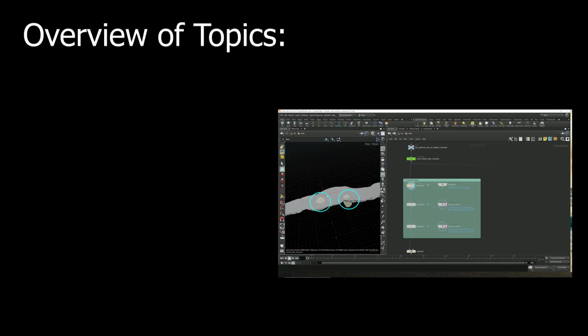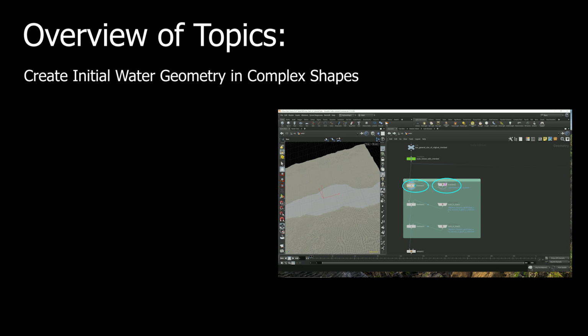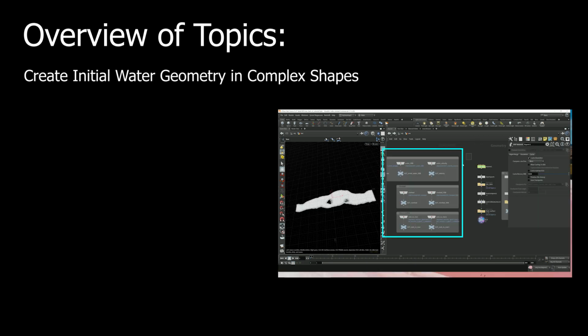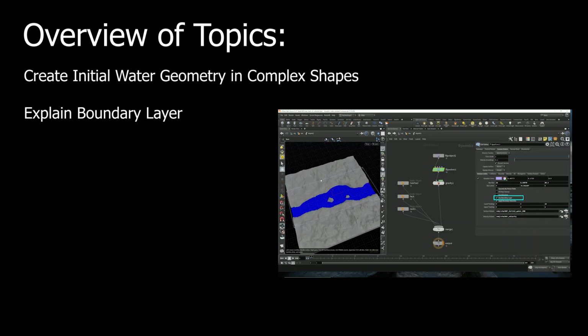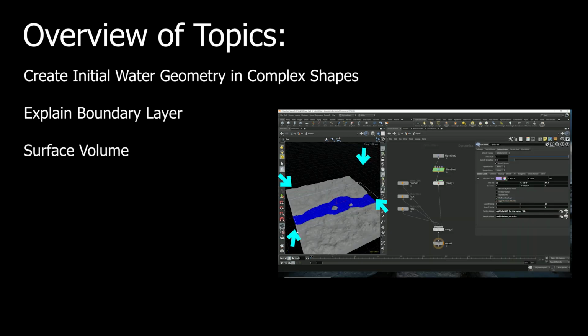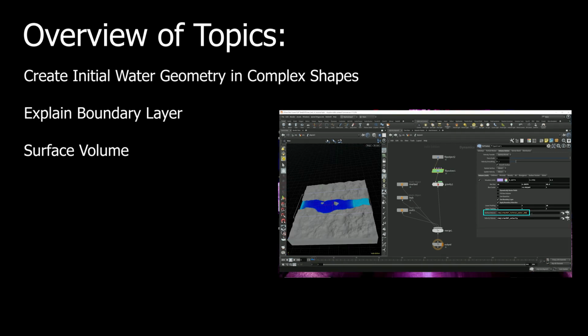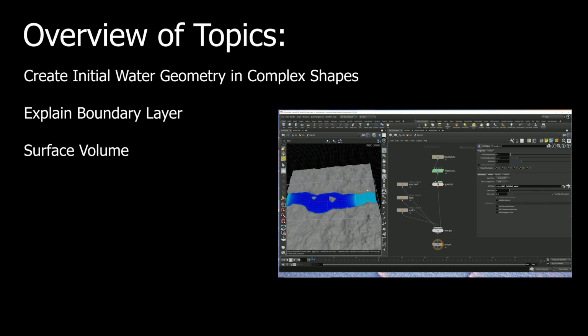I'll go over how to create the initial body of water in complex shapes. Then I explain what the boundary layer does and how it works with the waterline. Next, I explain how a surface volume can be used to replace the waterline when using the boundary layer feature for a more precise simulation.